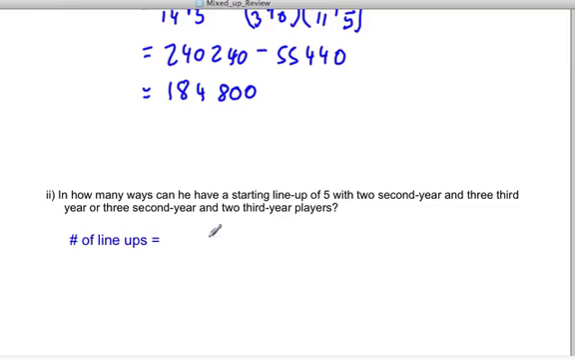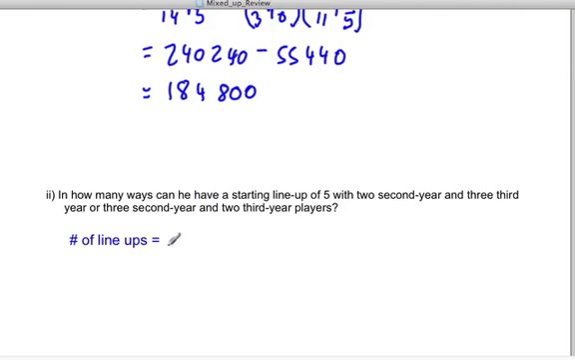Now the next question: in how many ways can the coach have a starting lineup of 5 with 2 second year and 3 third year players, or 3 second year and 2 third year players? Now, this will be the rule of sum because we're going to have to figure out the number of ways we could have 2 second year and 3 third year, and then add that to the number of ways we could have 3 second year and 2 third year players.